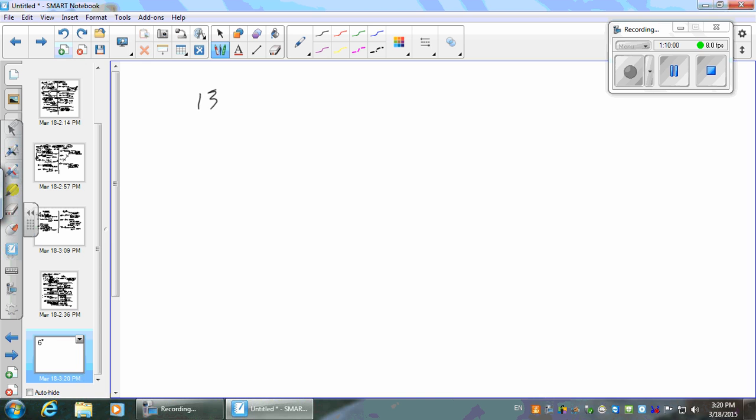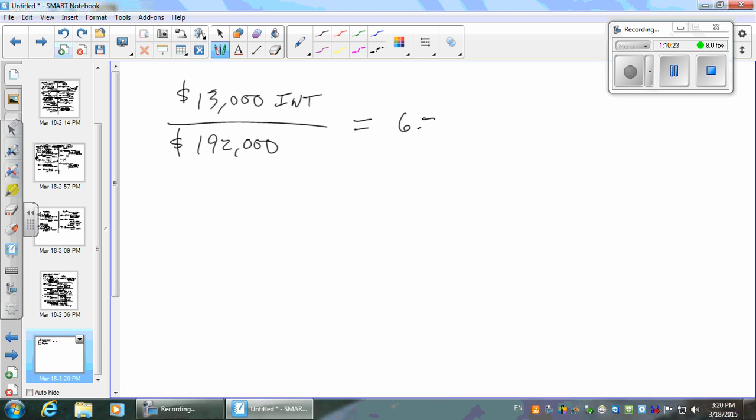So they have 13,000 total interest. That's the 5 plus the 8, right? How much did they borrow? $192,000, right? Because the 8 was taken out up front, discounted up front. What's 13,000 divided by 192? 7.77%. But that's for how many months?